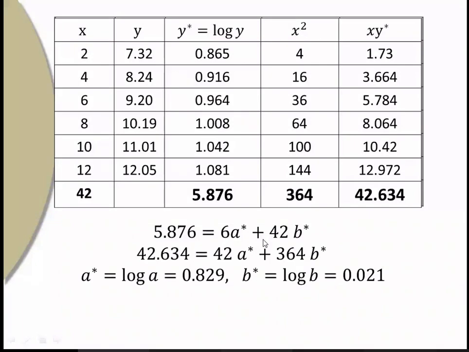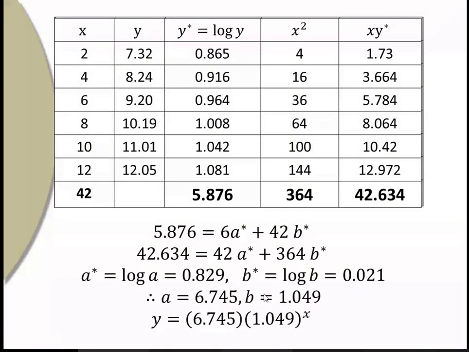So a star is log a, that will be 0.829. B star is nothing but log b, that will be 0.021. Take antilog of it. If you have taken log, then take 10 raised to this value, that will be b. If you have taken ln, then take e raised to this value. So that gives us a and b, and putting that a and b back into the equation, it becomes y is equal to 6.745 into 1.049 raised to x.